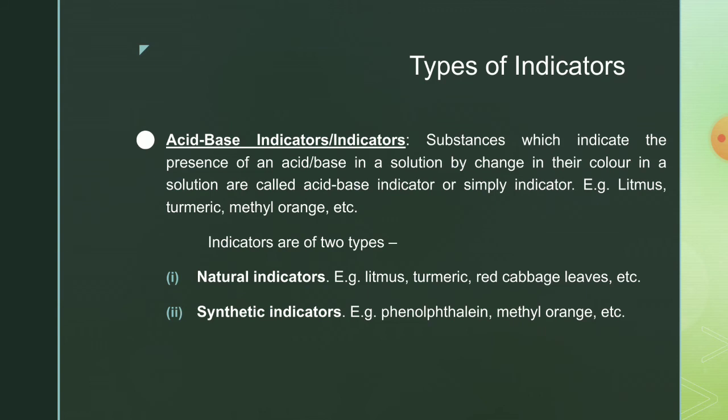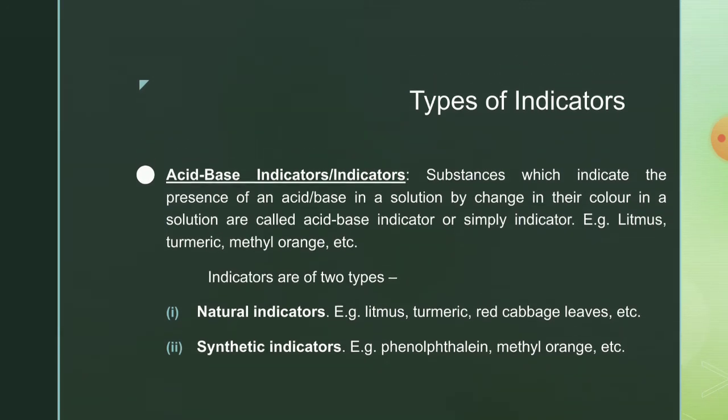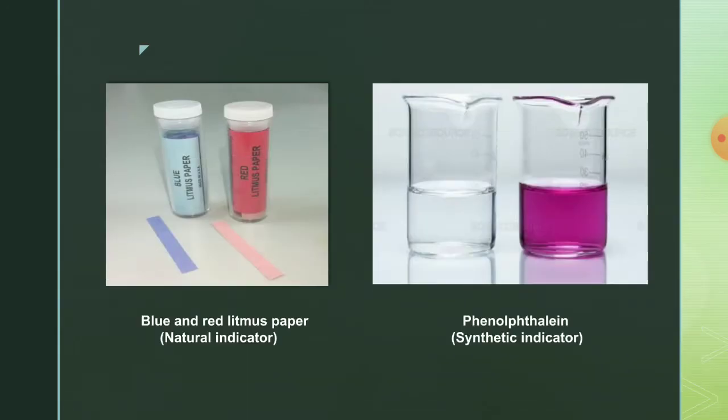So examples of natural indicators are litmus, turmeric, red cabbage leaves, etc. Synthetic indicators examples are phenolphthalein, methyl orange, etc. These are the two examples of... litmus is also an indicator. This is the natural indicator. Okay.